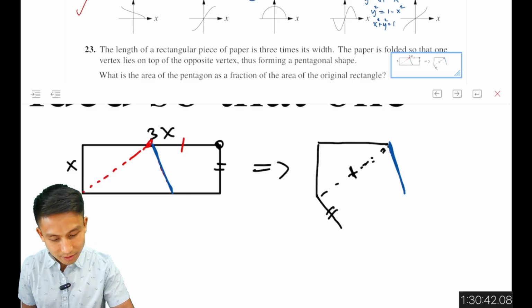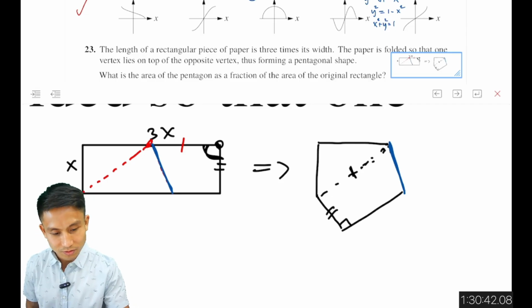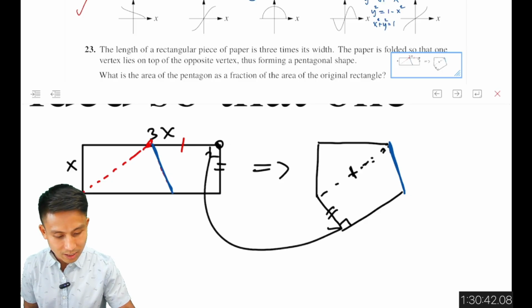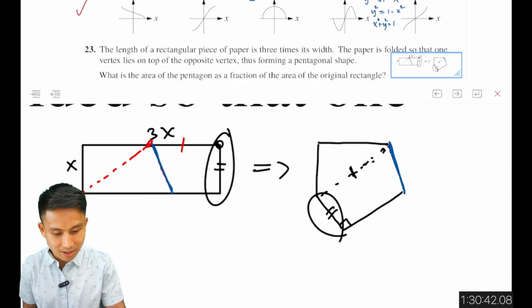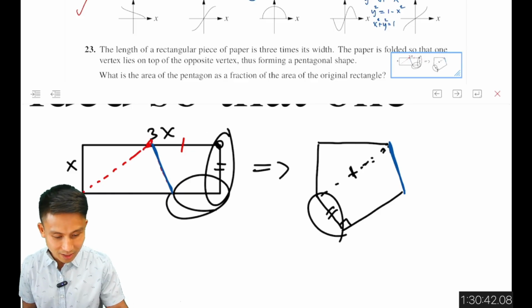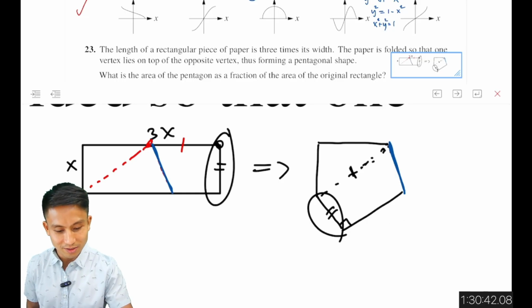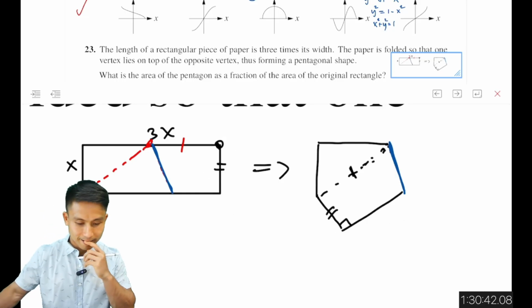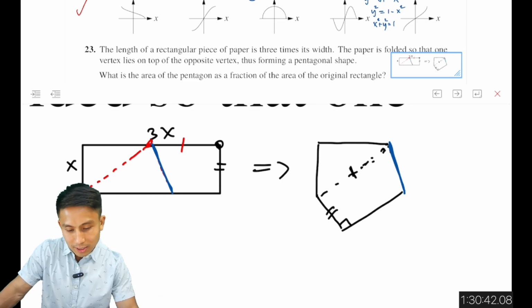But then the angle between this and this is going to be the same as that angle here. So this is also a right angle. So this one is a right angle, the same as that angle. So this side is the same as that side. That means this side right here is the same as that side. All right, just try and map them up there.